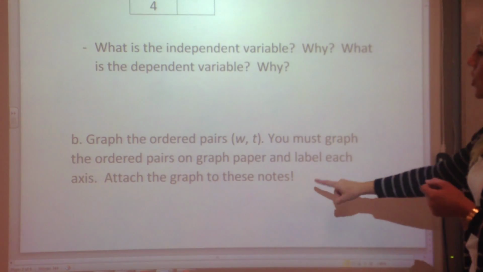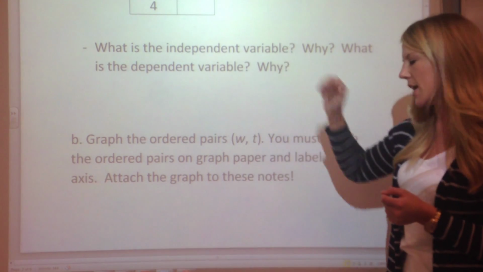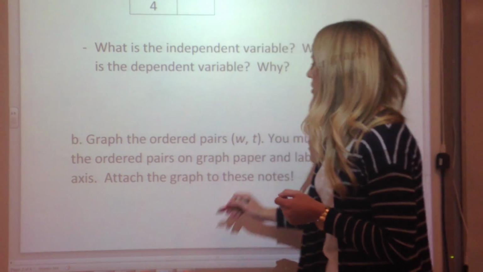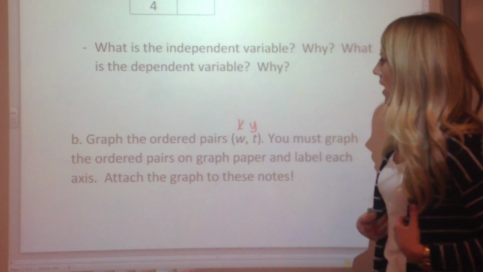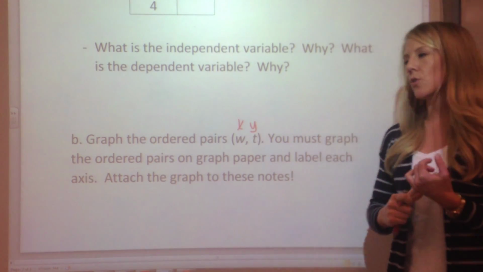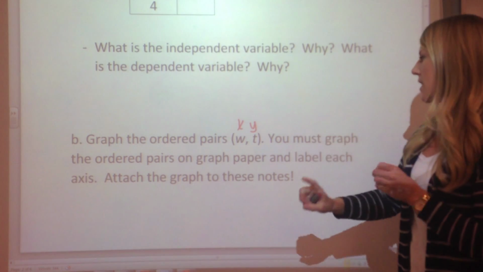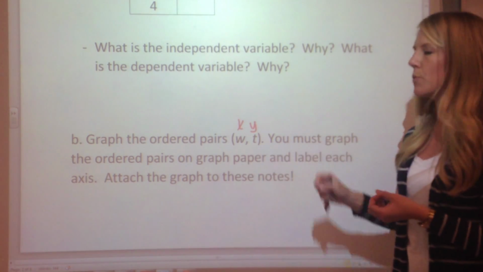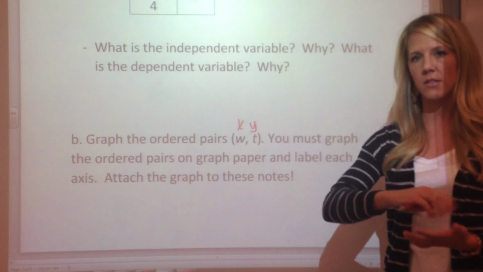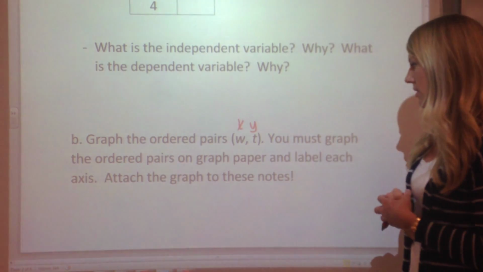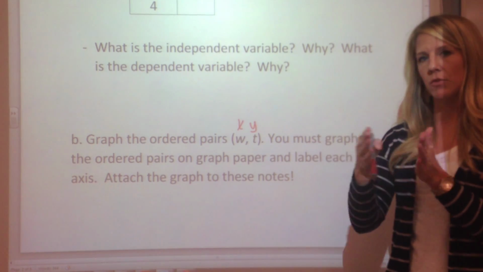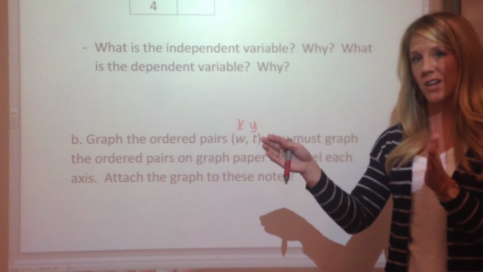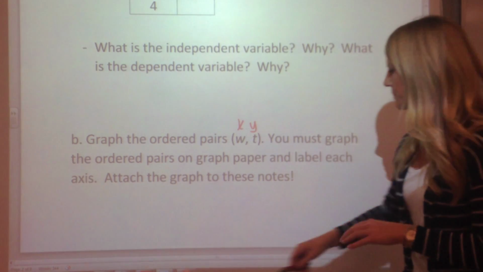Answer these questions. You are graphing the ordered pairs from the table that we just started. So again, remember this W, T, that's in the spot for X, this is in the spot for Y. You are plotting those ordered pairs, and you're going to see what shape it takes. You must do this on graph paper, and you must label each axis. So what does your x-axis represent? What does your y-axis represent? Make sure you attach that to the notes. Also, let me know what intervals you are counting by, in your x-axis and your y-axis.